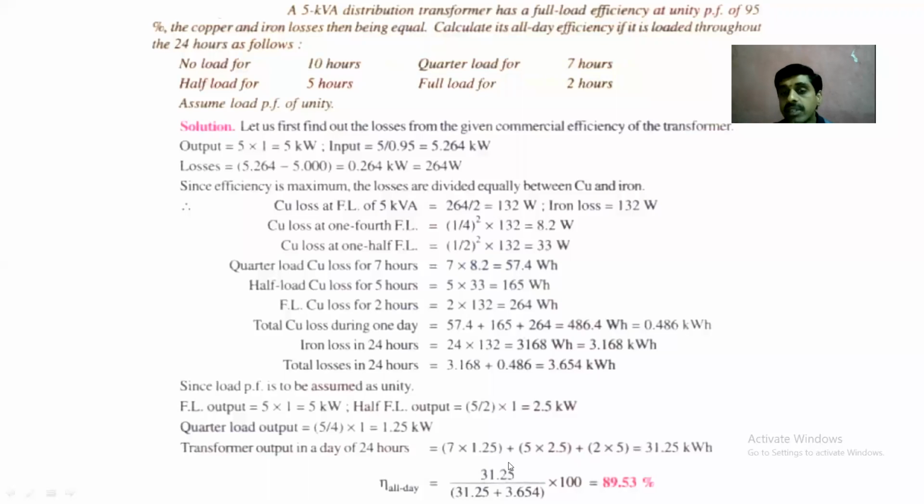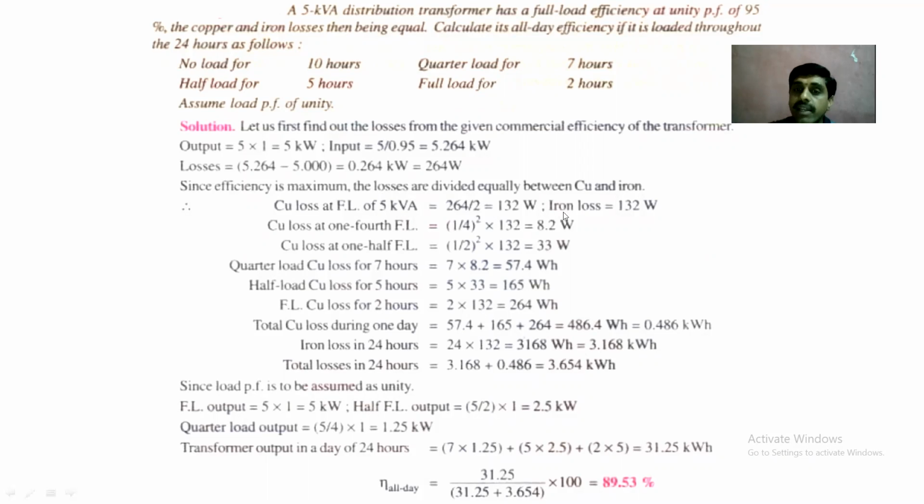So therefore substitute in the formula. The difference compared to the previous problem is here they have given the iron loss and copper loss relation in terms of maximum efficiency. They have not given iron loss and copper loss separately. So first using the maximum efficiency formula, we got iron loss and copper loss separately.